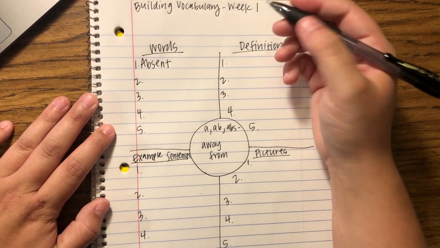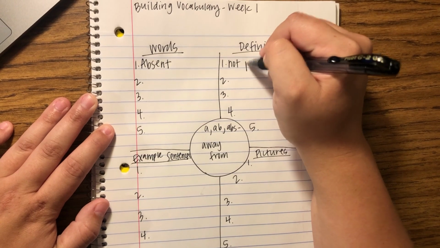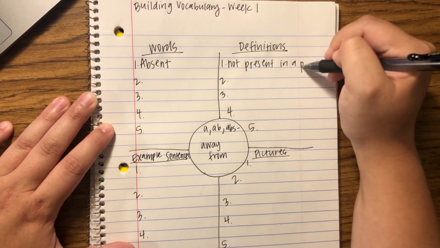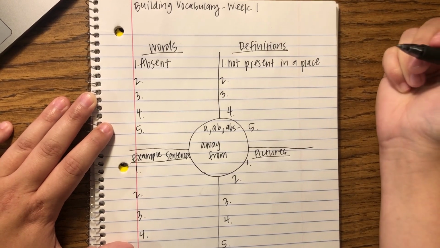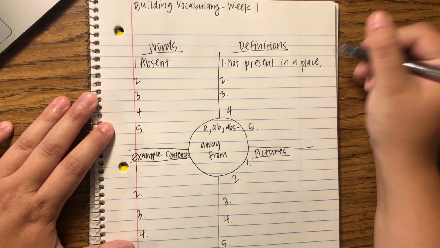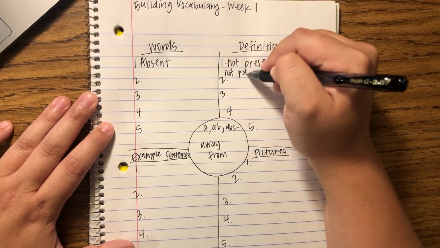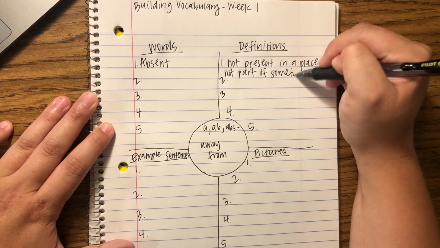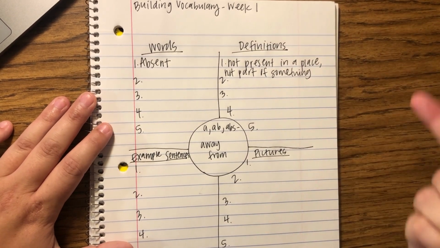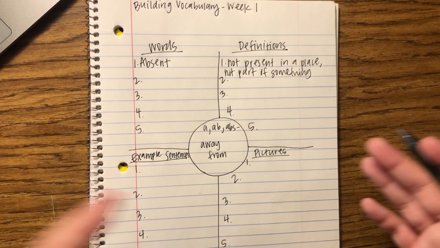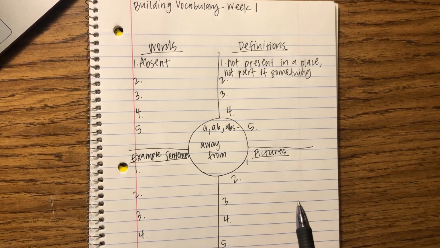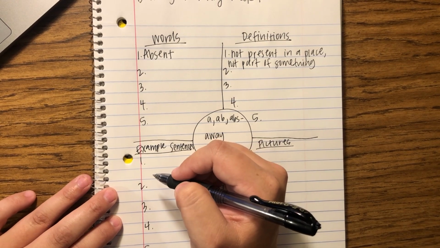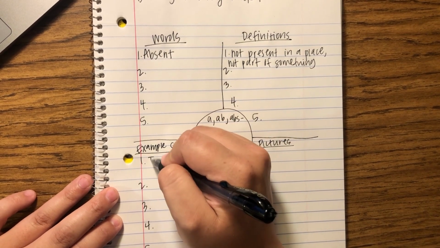And the word absent means that it's not present in a place. Okay, it's not part of something. We can also put that on here. And you can think of this as if you're absent for class, you are not in a place, right? You are not part of something. You're missing class, so you are absent from class. An example sentence for this will be the student was absent from class, just like we said.